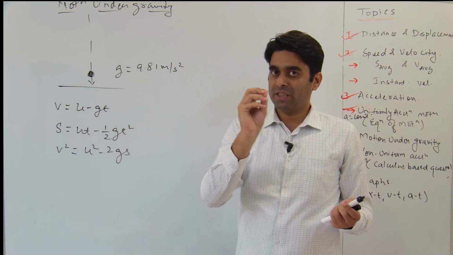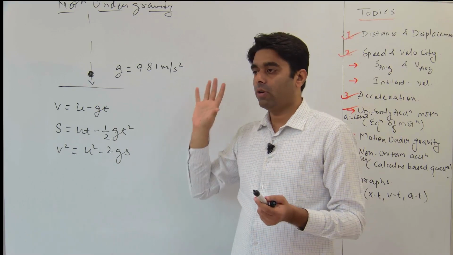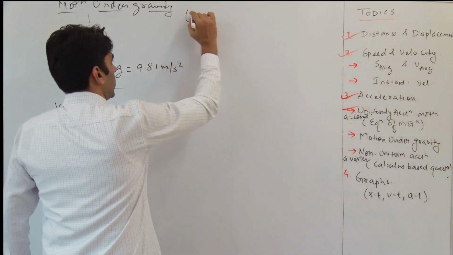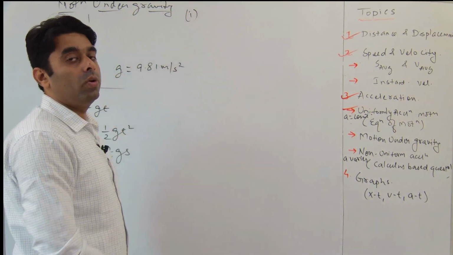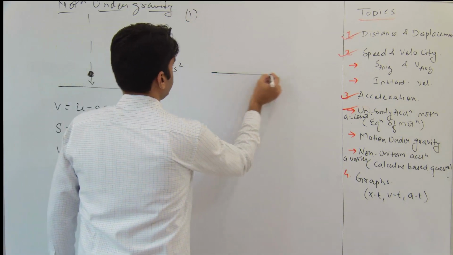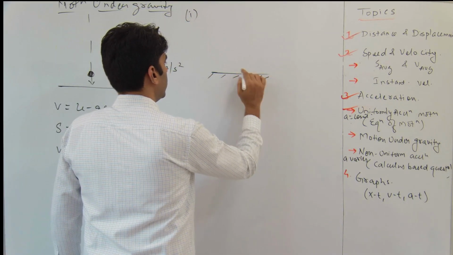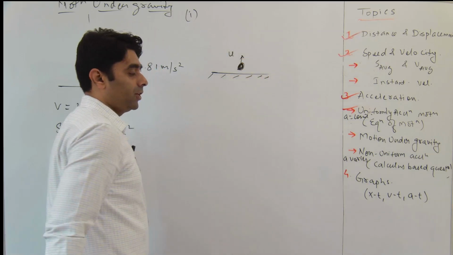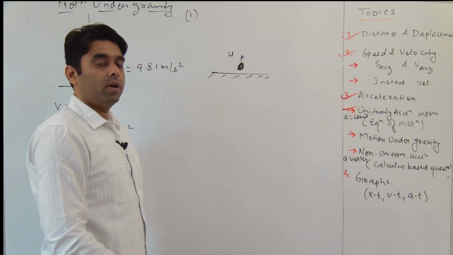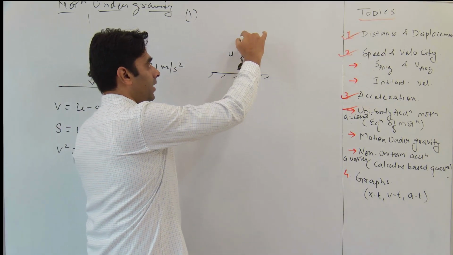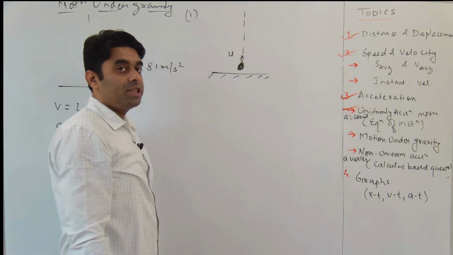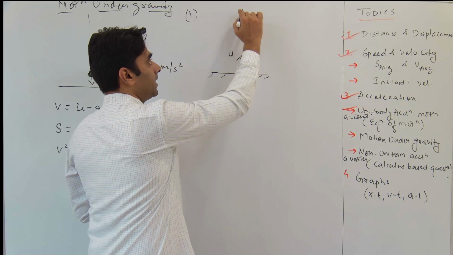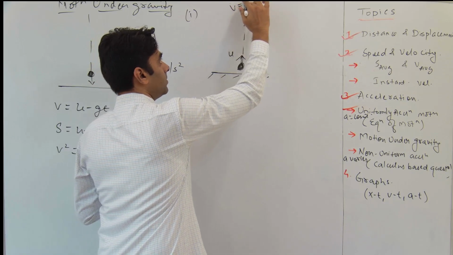Now there are some special cases that we should keep in mind regarding motion under gravity. What are those special cases? So let's suppose case 1, when a particle is thrown up with the initial velocity of u. If a particle is thrown up with initial velocity u, what will happen? It moves up, it is experiencing g downward. That means g will act as retardation. So it will go up, its velocity will decrease, and at the highest point its speed will become 0.